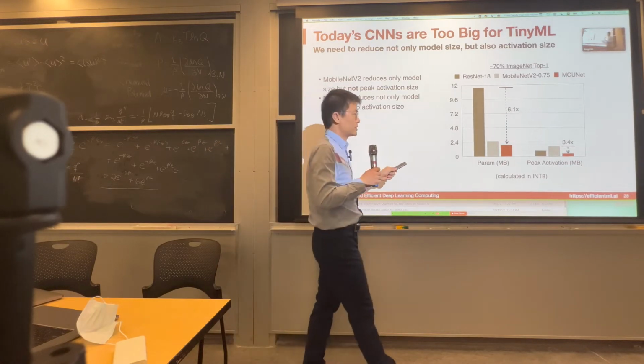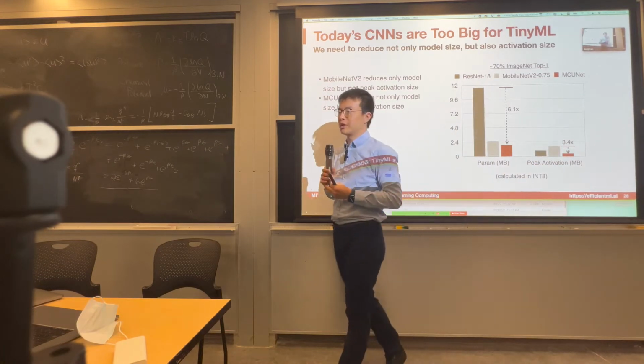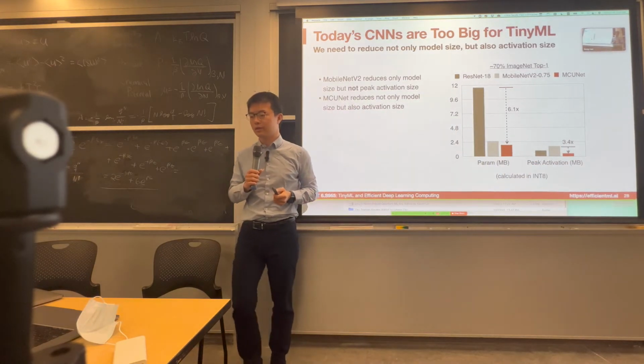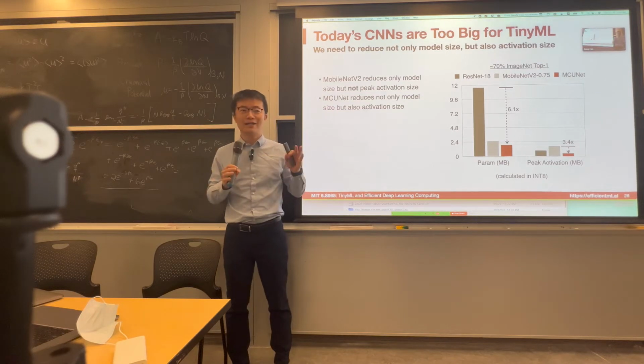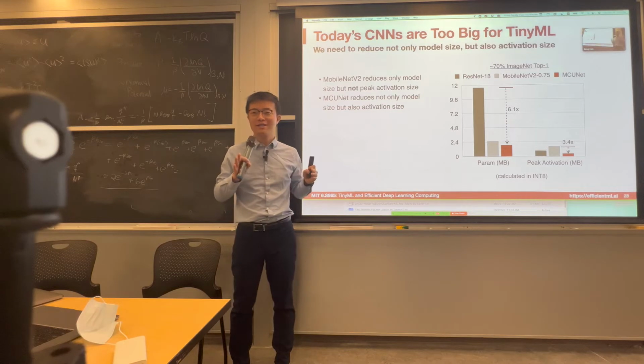So we will discuss MCUNet that also reduces the peak activation, right? So is everyone on the same page? Why does MobileNet V2 have, what is the expansion ratio? Why is it 6 times larger?